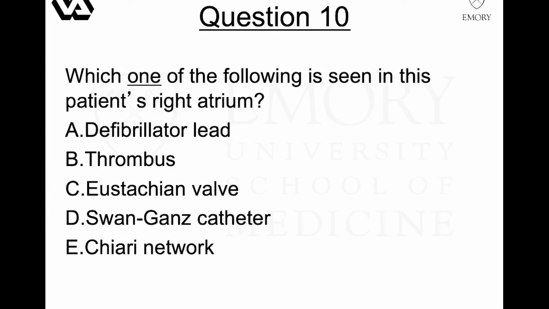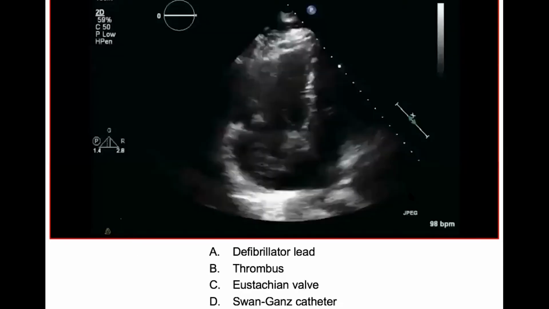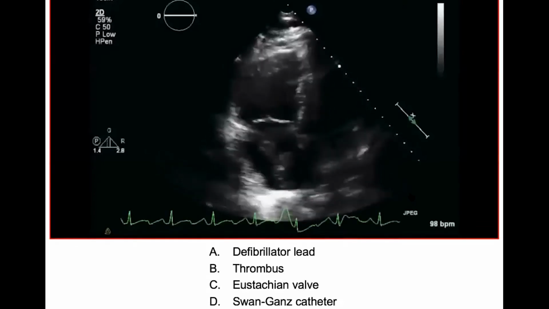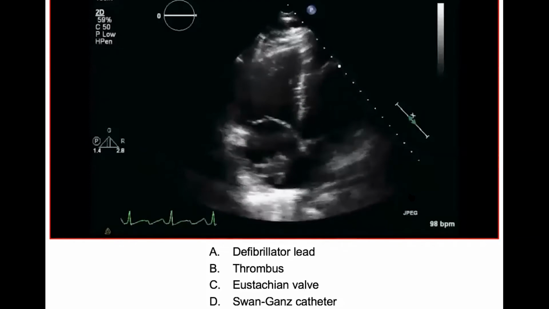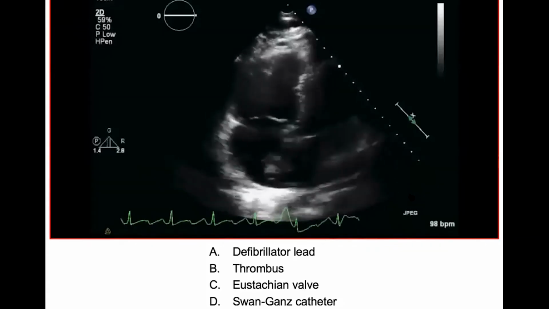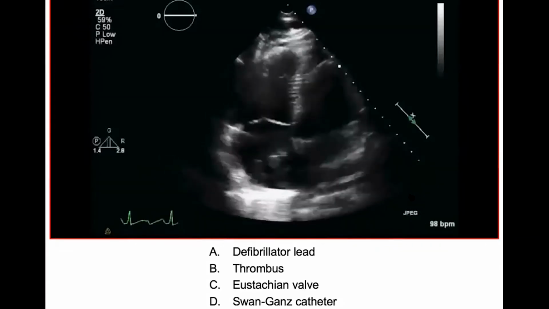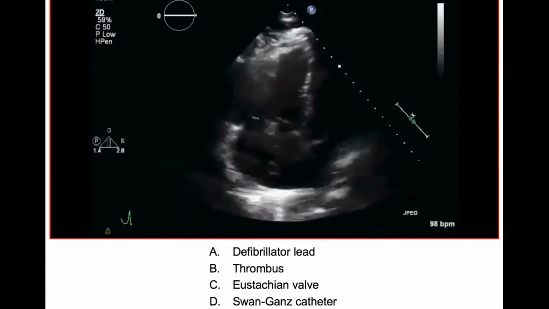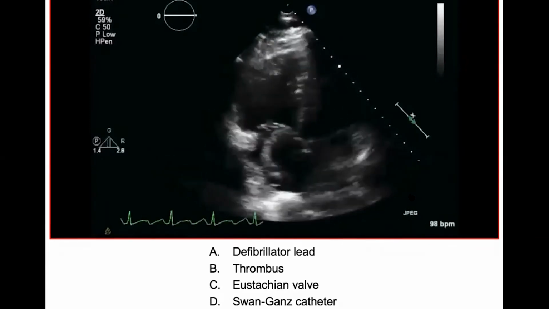Which one of the following structures is seen in this patient's right atrium? A, defibrillator lead. B, thrombus. C, eustachian valve. D, Swan-Ganz catheter. E, Chiari network. Here's the picture. So which one of the following is that structure seen in the right atrium?